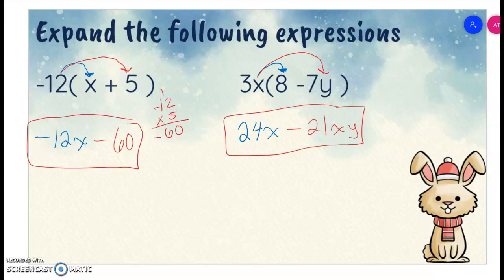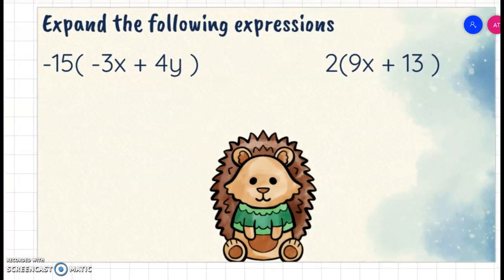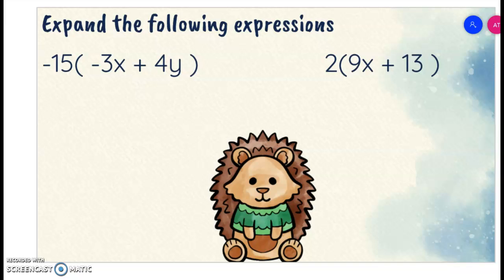So let's do the next few. Again, I want you to try these two on your own. Expand them yourself, doing the same process, taking negative 15 and multiplying it by negative 3x, and then taking negative 15 and multiplying it by 4y. Go ahead and do so now.